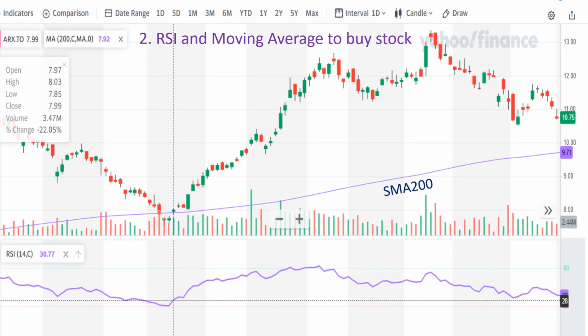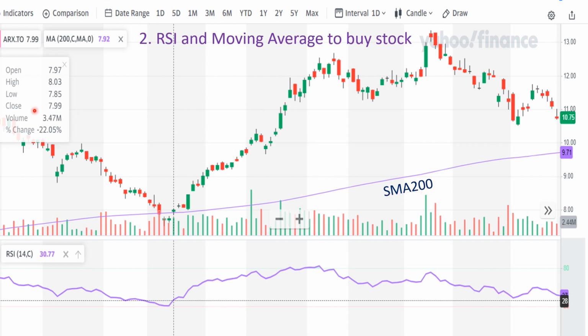The second golden trading strategy that I'm going to talk about is RSI and moving average to buy stock. In this graph, ARX stock on the D1 time frame of Finance, I have installed the RSI indicator with a 14 days period and a long-term moving average with a 200 days period. The slow moving average SMA 200 is used to identify the trend.